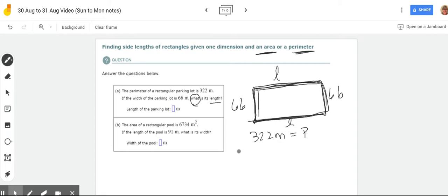So we write the equation. You can write it like this. I'm going to show you the formula way, but this is the low key way. This is the way you do it if you're just thinking about it. And then you would solve that equation.